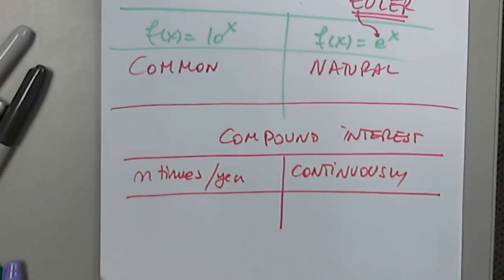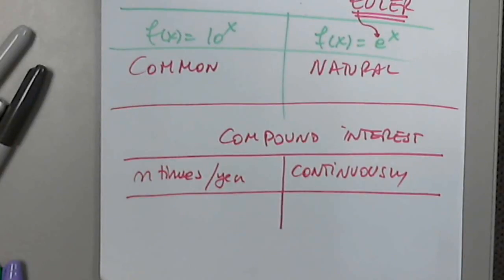So n times could be semi-annually. How much is n? 2. Semi-annually. Good. Quarterly. How much is n? 4. Let's say monthly. How much is n? 12. Okay, and so on and so forth.